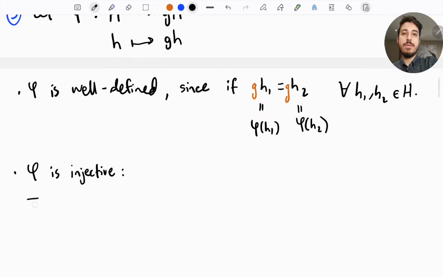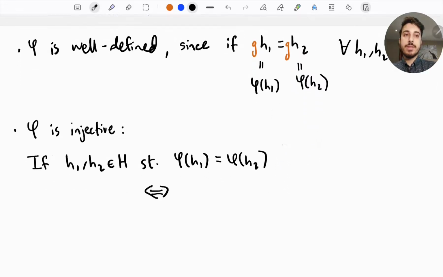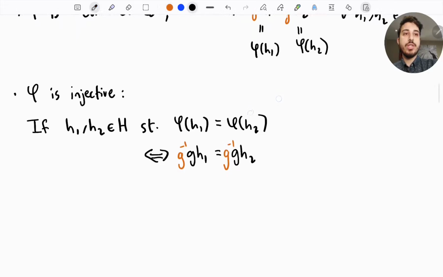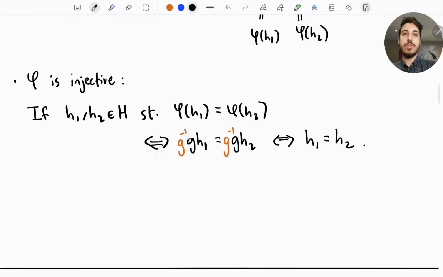Now, phi is injective. Injective meaning if we have H1 and H2 in H such that phi of H1 is equal to phi of H2, then we want to prove that this necessarily implies that H1 is equal to H2. But this is just necessarily GH1 is equal to GH2. And performing some algebra, multiplying both sides by G inverse, we get rid of that G and we're left with H1 is equal to H2. So proving this result for injectivity.